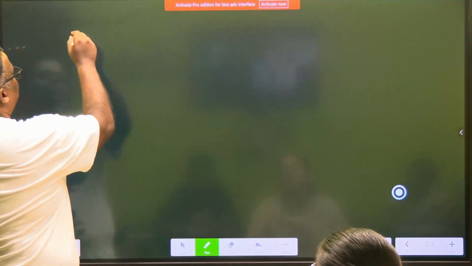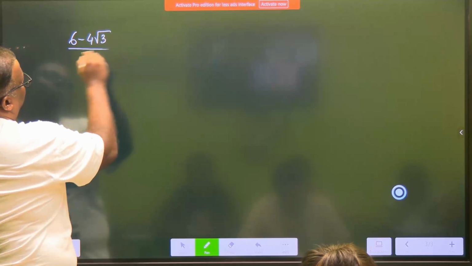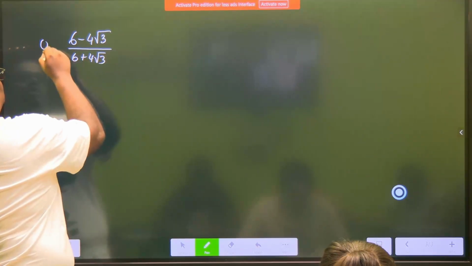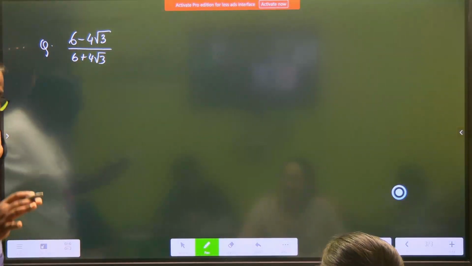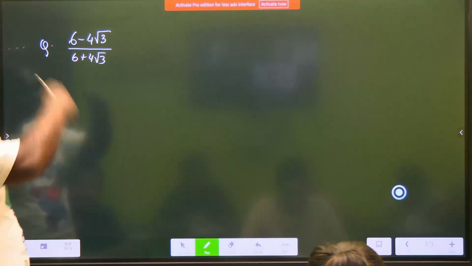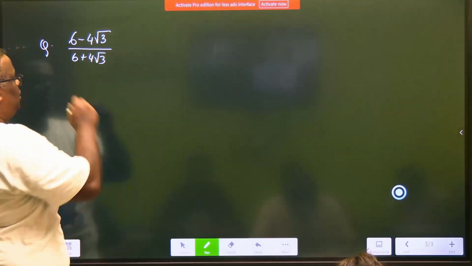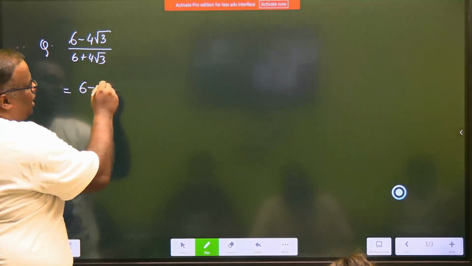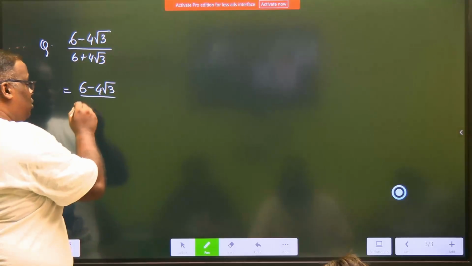Okay, let's now take it like this. I have a number 6 minus 4 root 3 divided by 6 plus 4 root 3. Can you try to rationalize this number? Let's do it together, okay? We have to rationalize what? Denominator. Whatever is on top, even if it is Salman Khan on top, we are least bothered. We are only bothered about the denominator. So how to rationalize it? We take 6 minus 4 root 3 as usual, and we will multiply by the conjugate of the denominator.